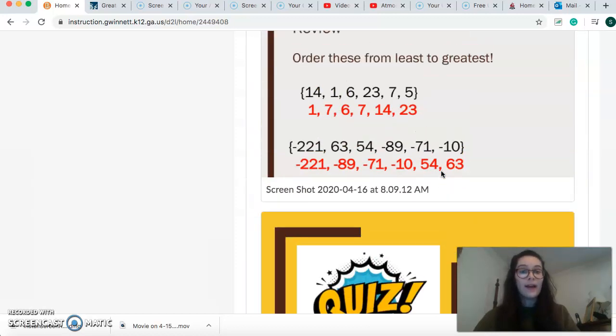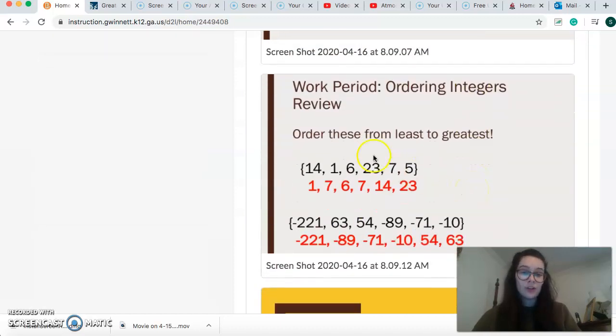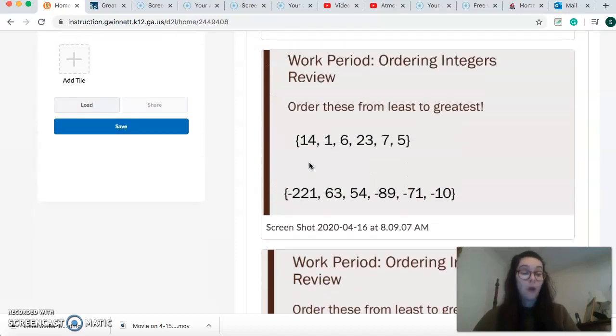So I'm going to scroll back up. This is what I want you to work on at home. Draw some number lines, and then here's your answers to help you. And you're just ordering them from the smallest number to the largest number, okay?